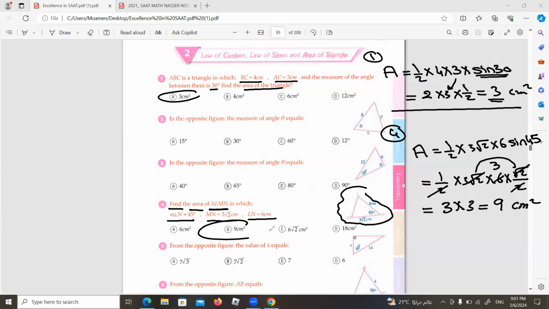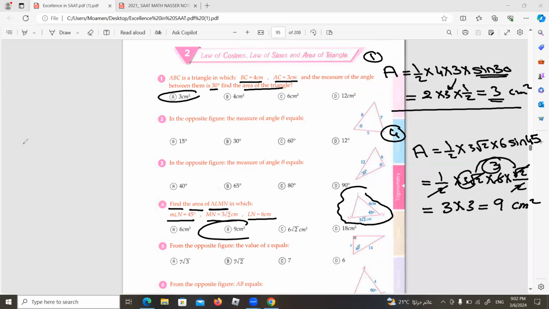So now, if you ask me about the area of the triangle, you just take half the product of any two sides multiplied by sine the included angle. Of course, we have some cancellations. You must know how to cancel quickly in the exam. I cancel first 2 with 6 and the remainder is 3. Root 2 times root 2 equals 2. 2 is canceled with the other 2 here. The remainder is 3 here and 3 here.